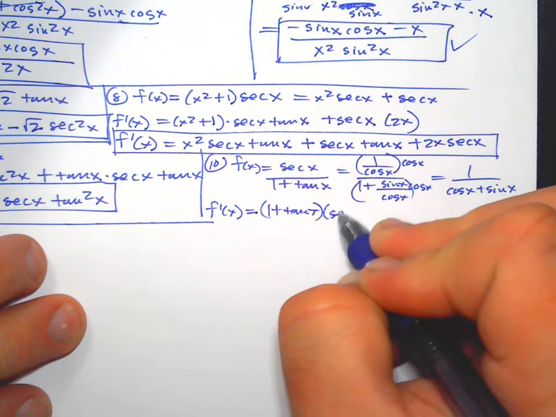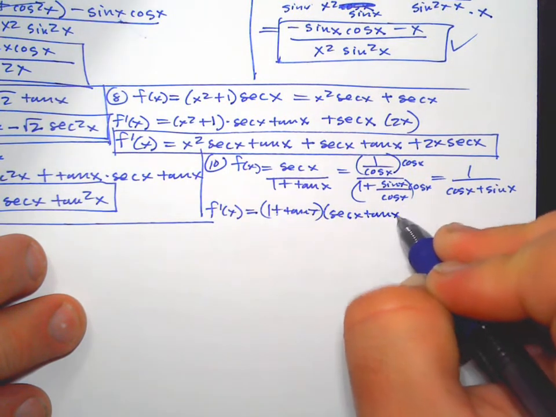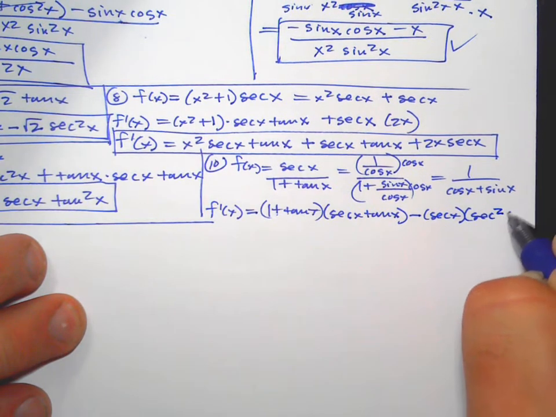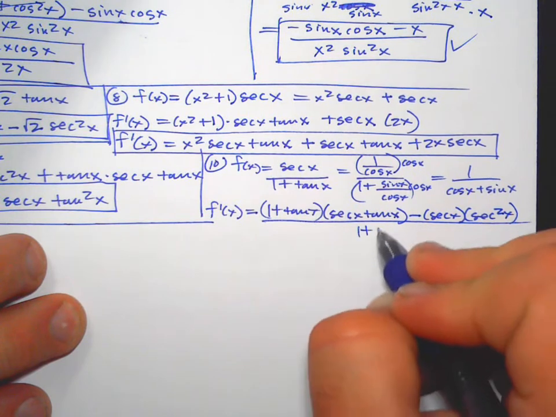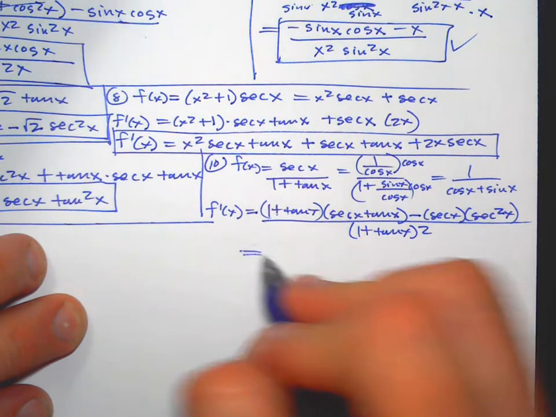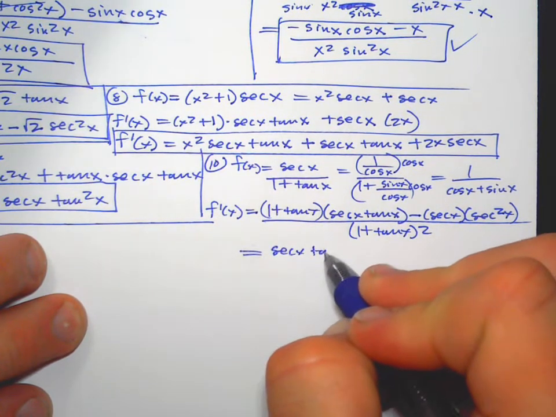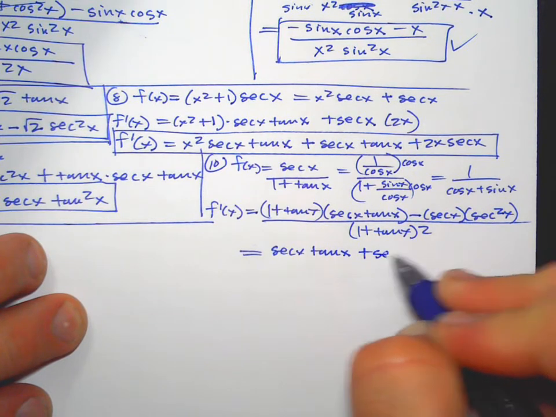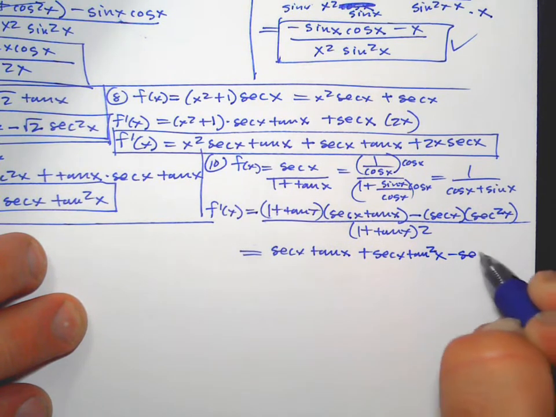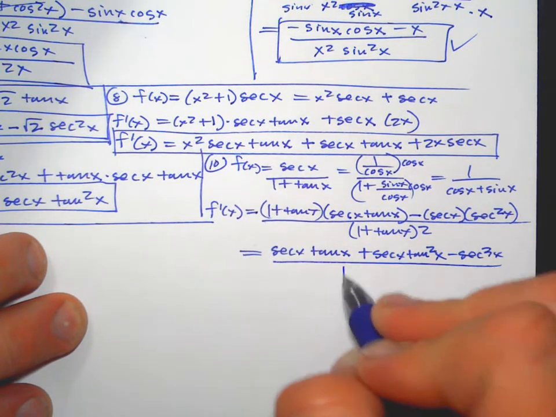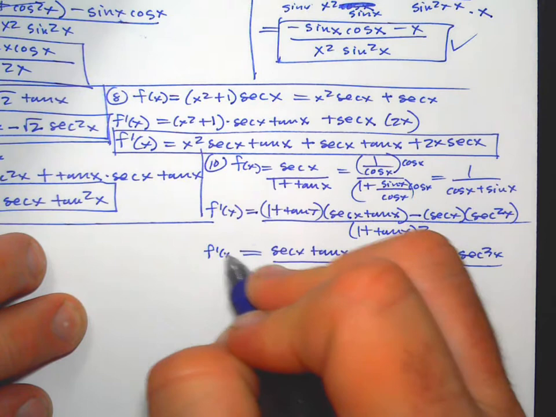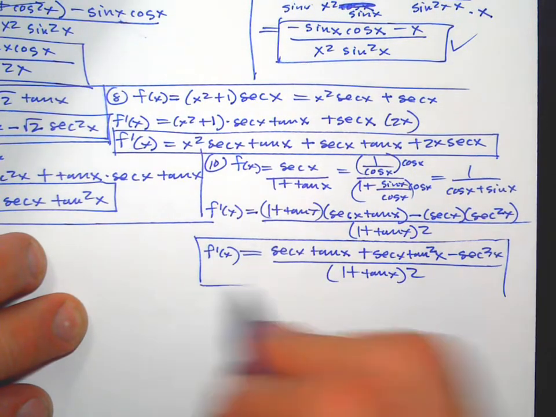d high minus high d low, all over low squared. Clean it up. Secant tan plus secant tangent squared minus secant cubed. So I don't know, that seems like an answer.